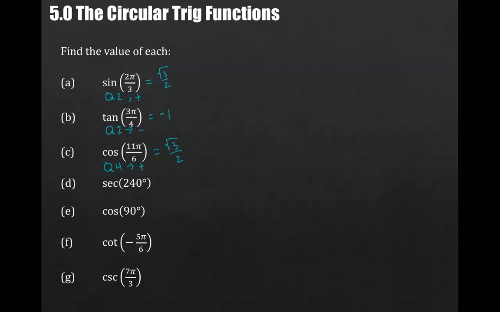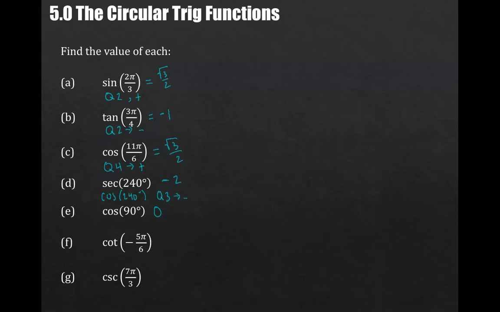Secant of 240 degrees. That's going to be 60 degrees past a semicircle, right? So my reference angle would be 60 degrees. I'm going to think about what the cosine of 240 is, and then I'll flip it. That would be in quadrant 3, where cosine is going to be negative, so my secant will be negative. If it's dealing with a 60 degree, cosine is 1/2, so I'm going to end up with -2. The cosine of 90, well, that's a boundary angle. I know that one, it's 0.